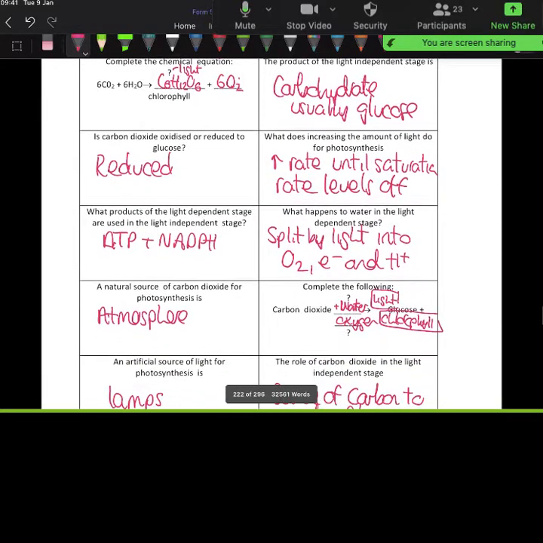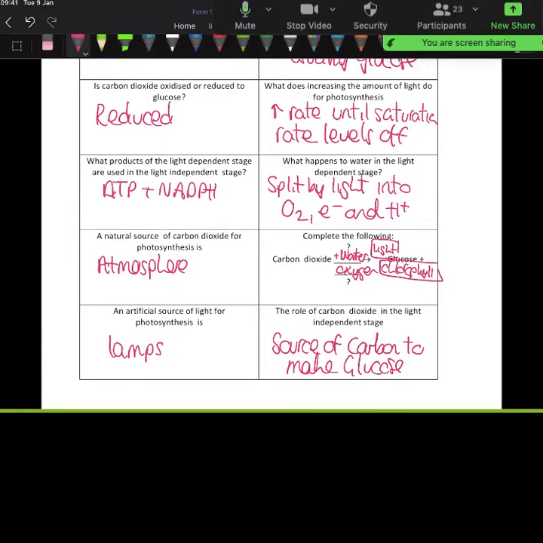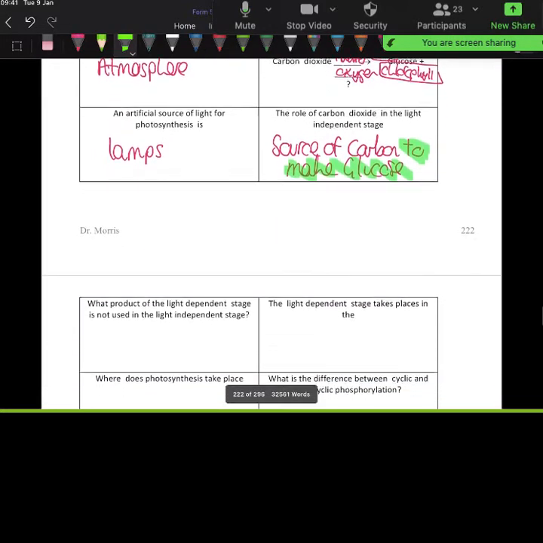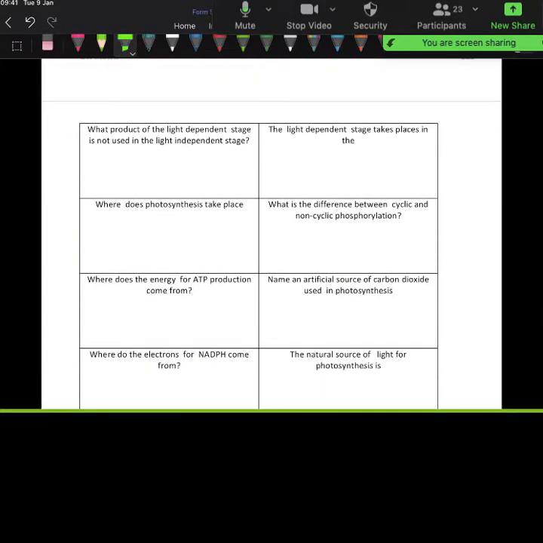In your word equation, it was missing water, it was missing the light and chlorophyll, and it was missing oxygen. And as I say, in higher level, they're not going to ask that. Artificial source of light is using lamps. The role of carbon dioxide in your light independent stage, it's a source of carbon to make glucose, and I would include the making glucose part with it. Okay, because you're never going to know how they're going to arrange their mark scheme. So please include that. Now, these were all filled in.